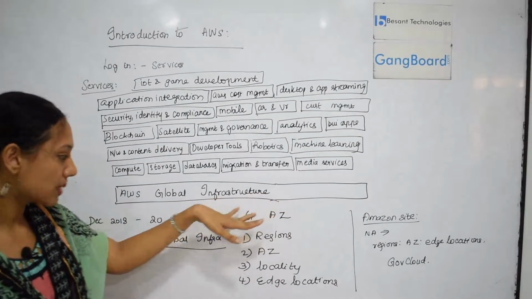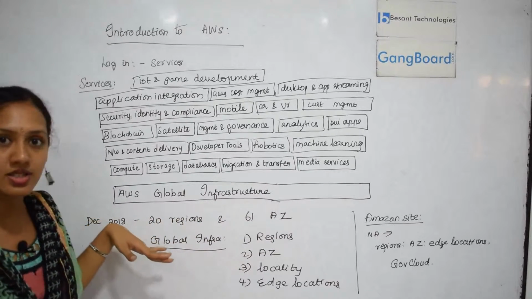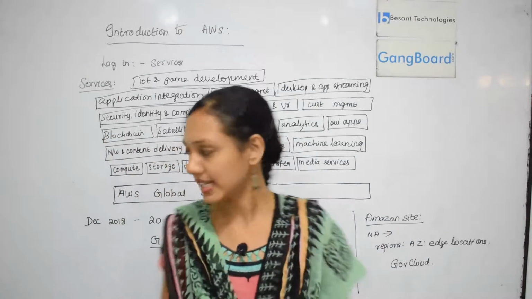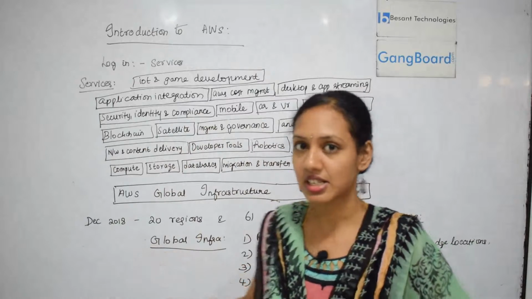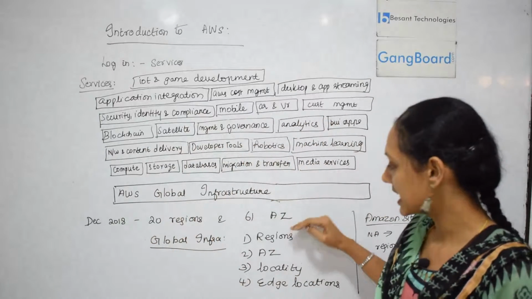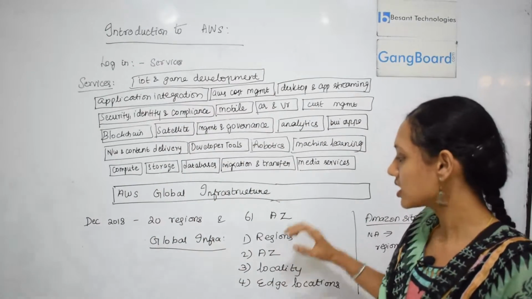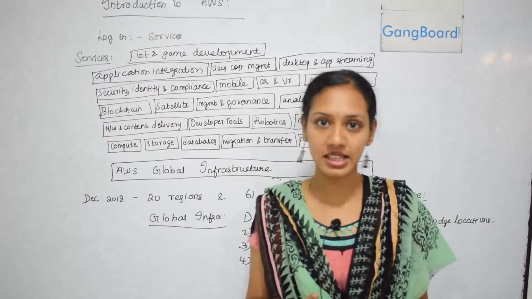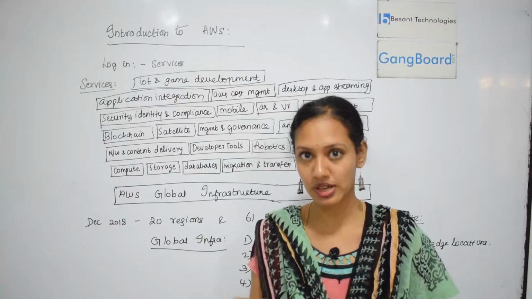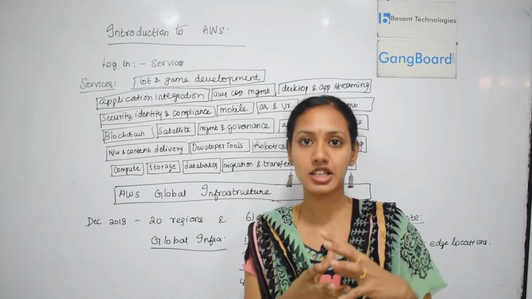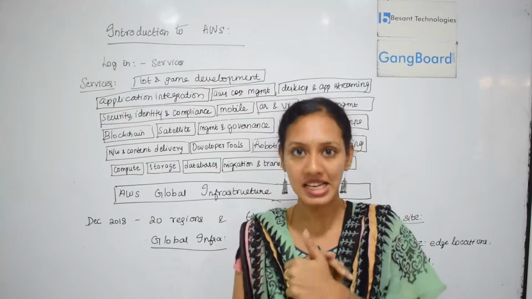As of December 2018, AWS has around 20 regions and 61 availability zones. The global infrastructure has four components: regions, availability zones, locality, and edge locations. So what is a region? A region is nothing but a geographical area wherein the AWS base is put up. It is an independent collection of AWS resources within a defined geography.